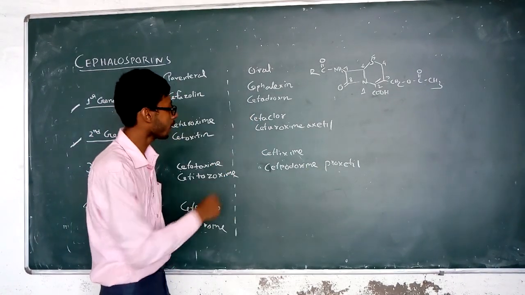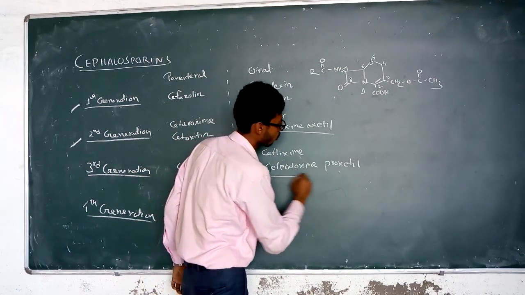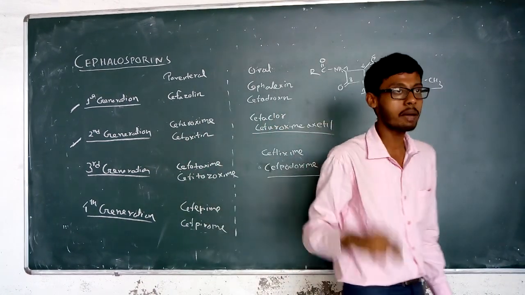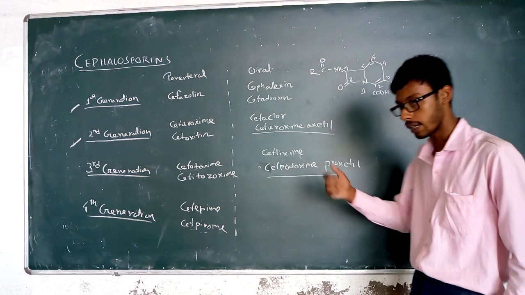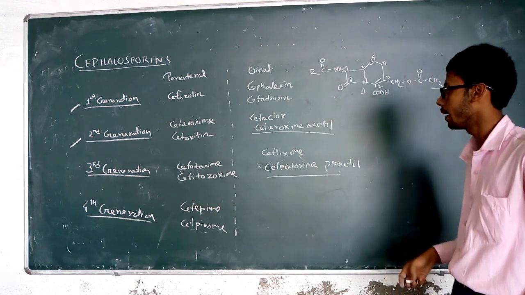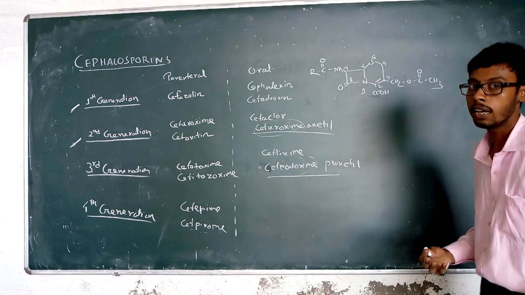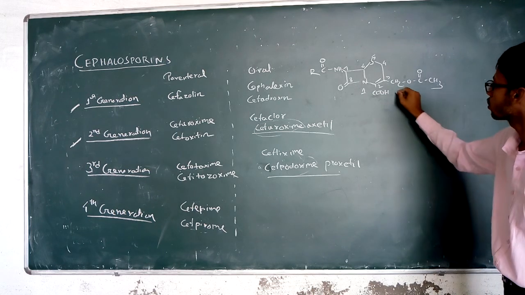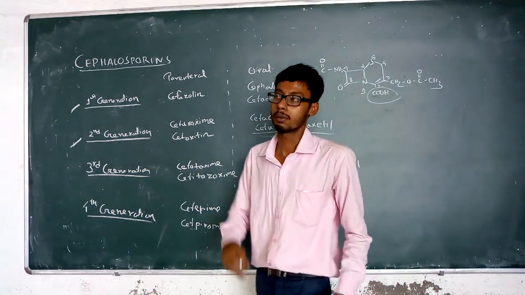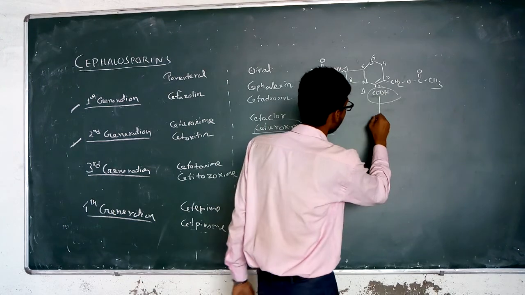So in the oral category, we see the drug axetil, proxetil, which is in the ester form. There are some advantages of the ester: when taken orally, after hydrolysis it will release the free drug, which is responsible for the pharmacological action. Here at the 2 position, the acidic group is responsible for the esterification of the drug, and it produces the prodrug.